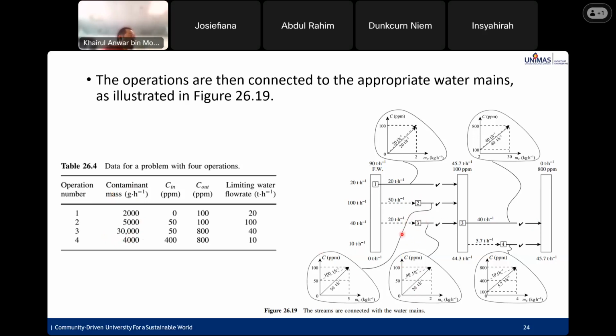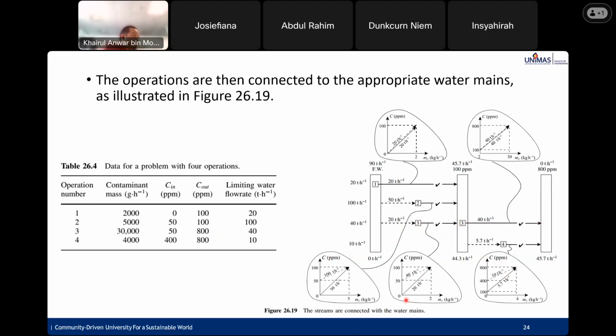However, operation number 3 is actually passing through the pinch main. So meaning the concentration is from 50 to 100 first, then from 100 to 800. So from 50 to 100, we need to calculate.